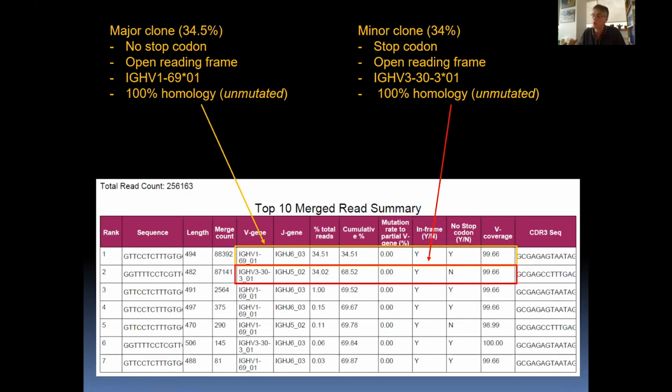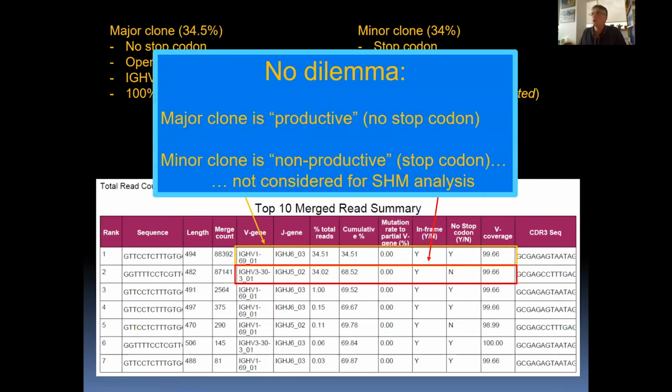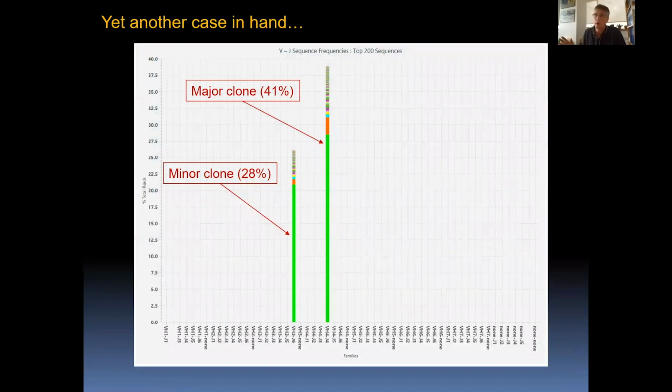So you only report the productive allele. So here, there's no dilemma. The major clone is productive. There's no stop codon. The minor clone is non-productive, so it's not considered for SHM analysis, and we report this as non-mutated or unmutated.